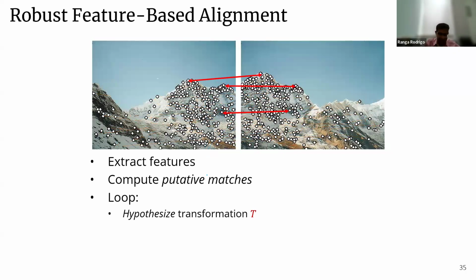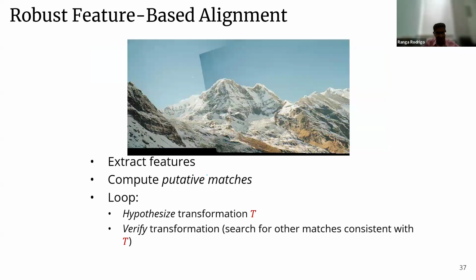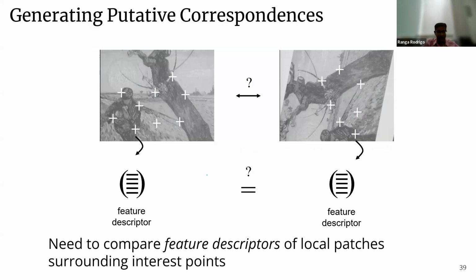So you hypothesize a transformation T using maybe 4 point matches and see the consensus. Verify the transformation, search for other matches consistent with T, and you do that with the RANSAC loop. So this is what you can do with OpenCV's findHomography with the RANSAC loop. So we generate putative correspondences. To do that, we assign descriptors. Those are the SIFT descriptors.